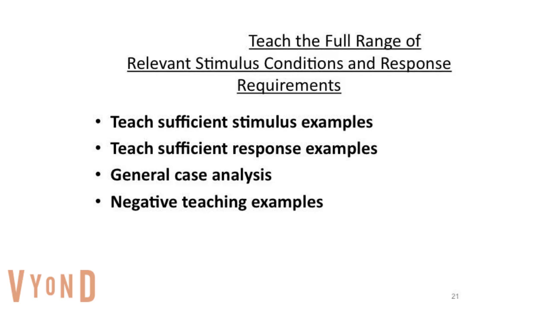A general case analysis is also known as a general case strategy, and that's basically a systematic method for selecting teaching examples that represent the full range of the different types of stimuli and then the different types of responses in a generalization setting. And then a negative, what is this called? A negative or "don't do it" teaching example. So again, you're teaching every possible condition or situation, but then you're also teaching them when they would not exhibit that behavior.